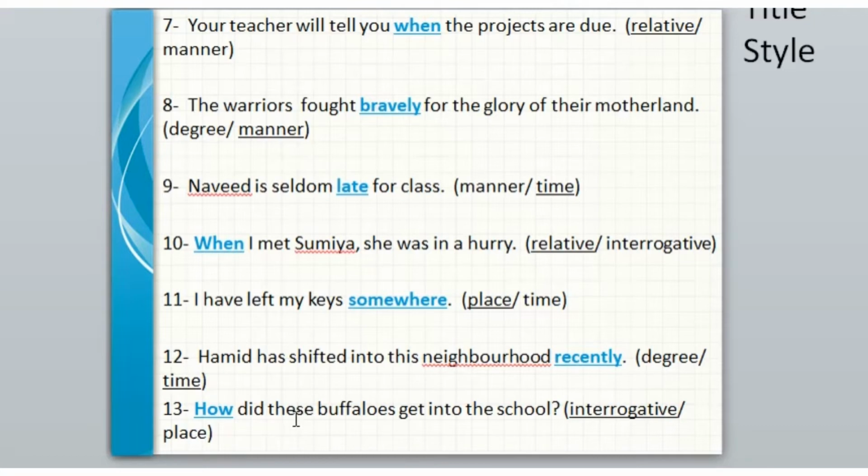13. How did these buffaloes get into the school? Bracket says interrogative, place. So you see some information someone is asking. Probably the gates were opened somehow and the buffaloes got into the school. They might have wanted to study also, huh? Fun. Just kidding. So actually this is the interrogative. They're asking a question. You see question mark is there, and students, we will underline how here, and interrogative or place? Yes, this is interrogative. Put a tick on interrogative.